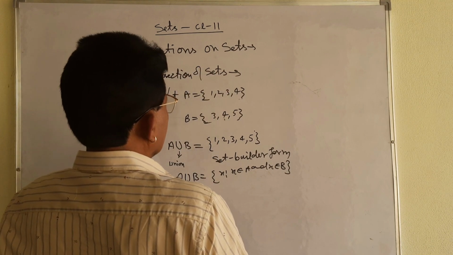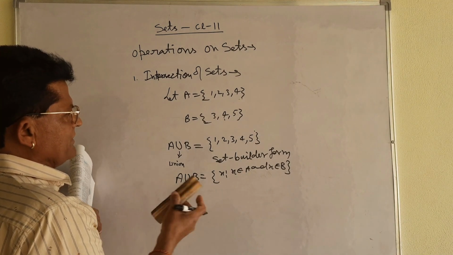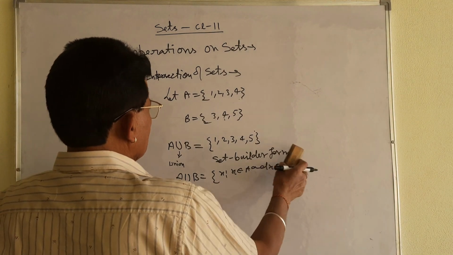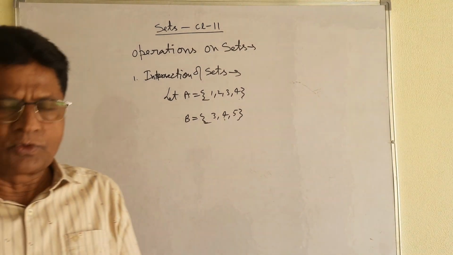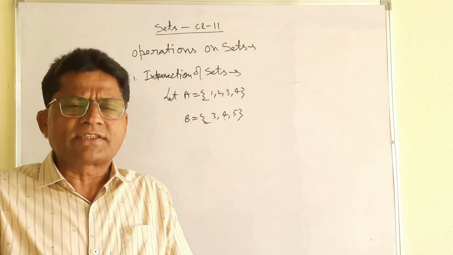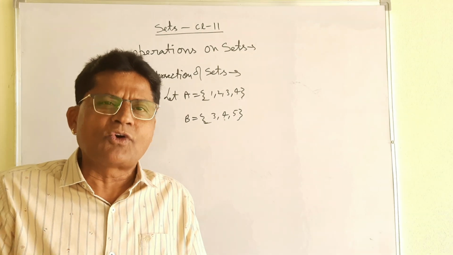Intersection of the sets. A similar kind of example I will take, only I will change the sign. That is why you see carefully. I told you the union of two sets. Now I am going to take the intersection. In the intersection, you will take only the common elements.